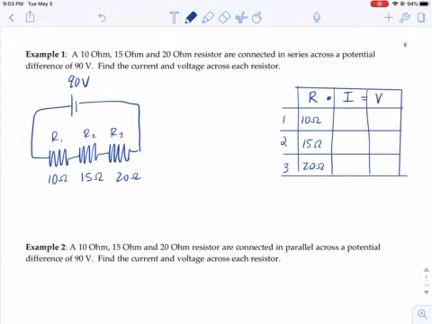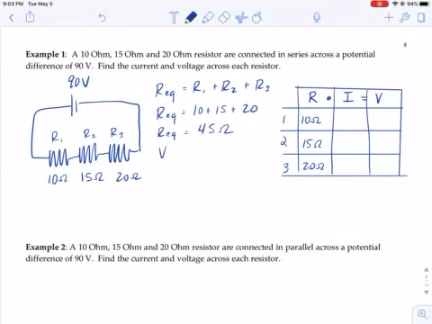Okay, my first step in solving any problem like this is to find the equivalent resistance. The equivalent resistance in series is simply the sum of the resistors. So in this case, the equivalent resistance would be 10 plus 15 plus 20, which is 45 ohms.